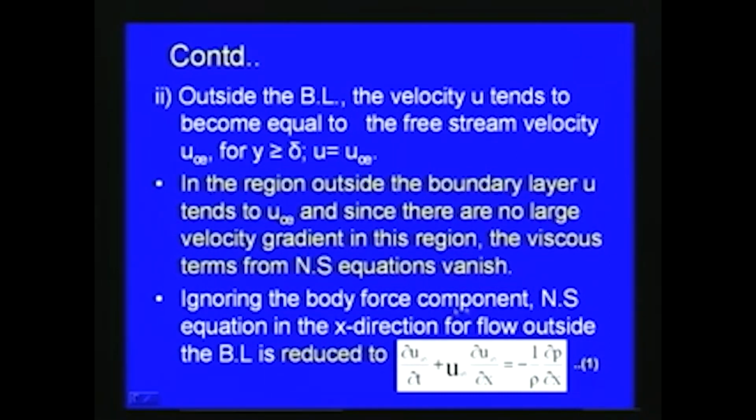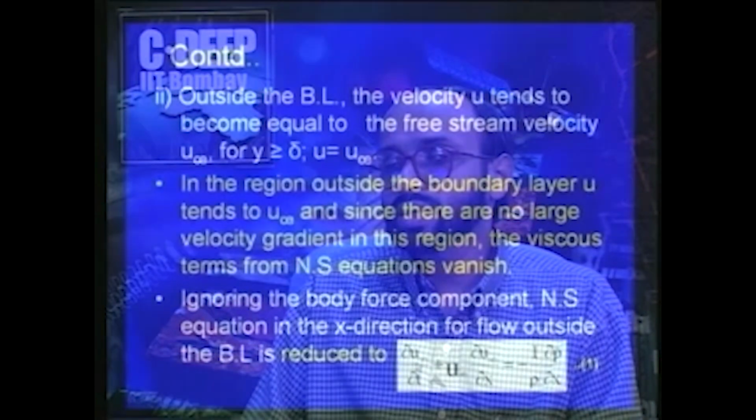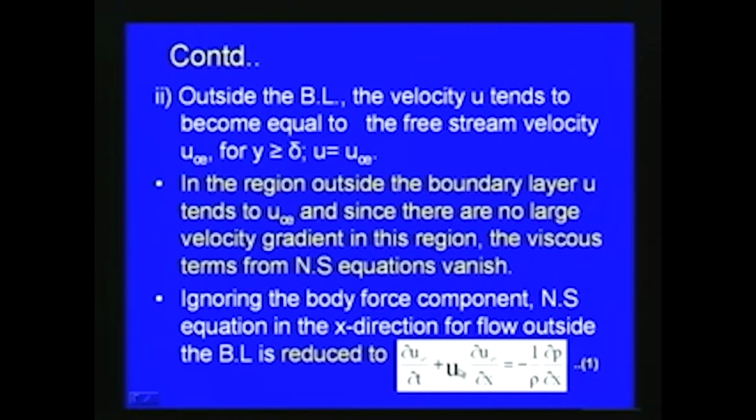Ignoring the body force component, as far as the Navier-Stokes equation is concerned, we have already seen the Navier-Stokes equation. So Prandtl ignored the body force component in the Navier-Stokes equation, and then in the x direction the flow outside the boundary layer is reduced to del u infinity by del t plus u infinity del u infinity by del x is equal to minus 1 by rho del p by del x, as in equation number 1. Here u infinity is the free stream velocity, t is the time, p is the pressure, and rho is the density of the fluid. This equation comes after ignoring the body force component in the Navier-Stokes equation, and it is valid for flow outside the boundary layer.